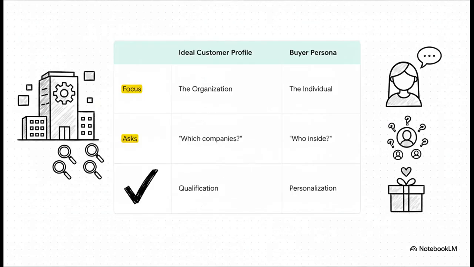So, to wrap this all up, here's your final cheat sheet. Think of it like this. The ICP's focus is the organization. It asks the question, which companies? And you use it for qualification. The buyer persona's focus is the individual. It asks, who's inside? And you use it for personalization. See, it's really that simple when you break it down.